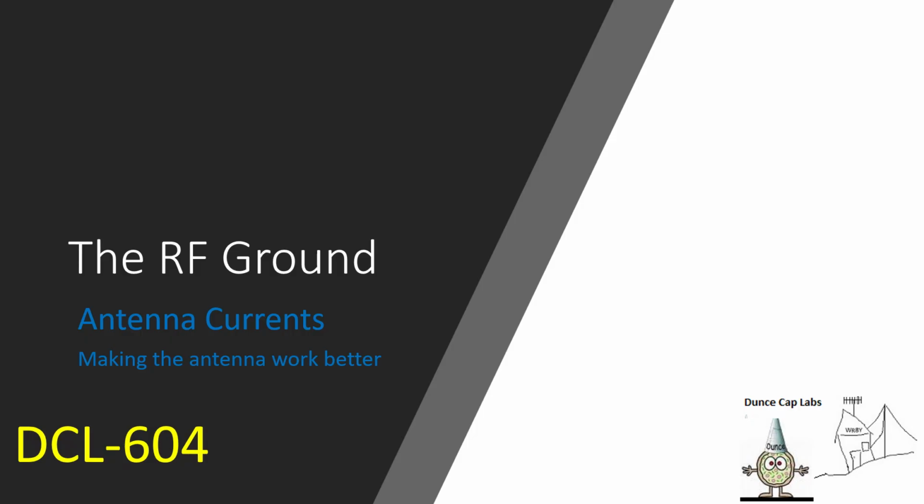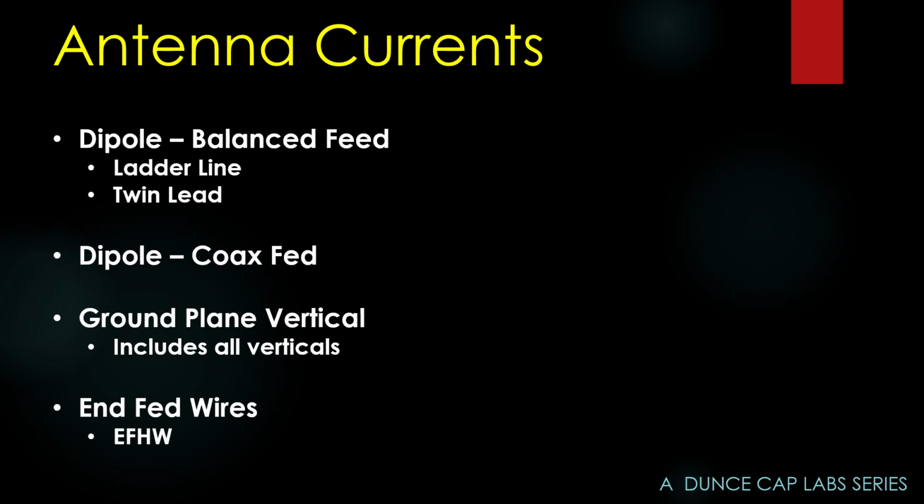Let's talk about making the antenna work better through improved antenna currents. I want to talk about 4 separate kinds of antennas. The dipole with balanced feed, that's like ladder line or twin lead. The dipole with a coax feeder. The ground plane, really all vertical antennas. And then end-fed wires, specifically the end-fed half wave. All of this applies to the so-called long wire and the random wire. Let's start with a dipole with balanced feed.